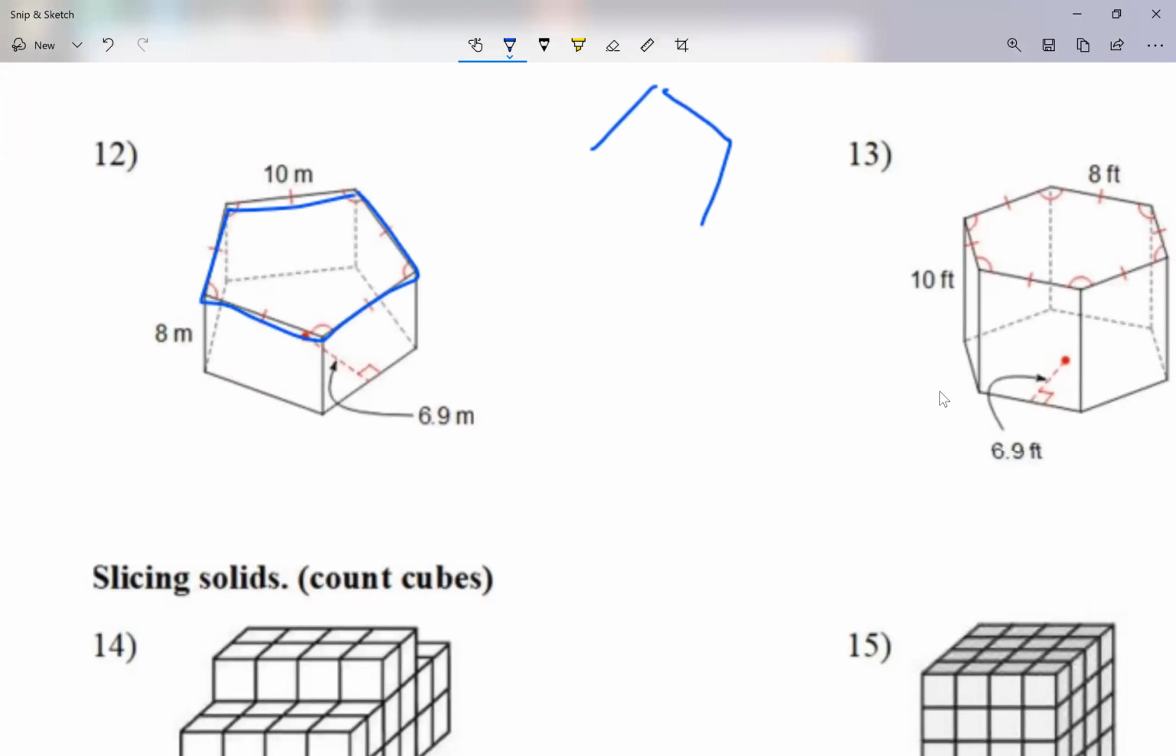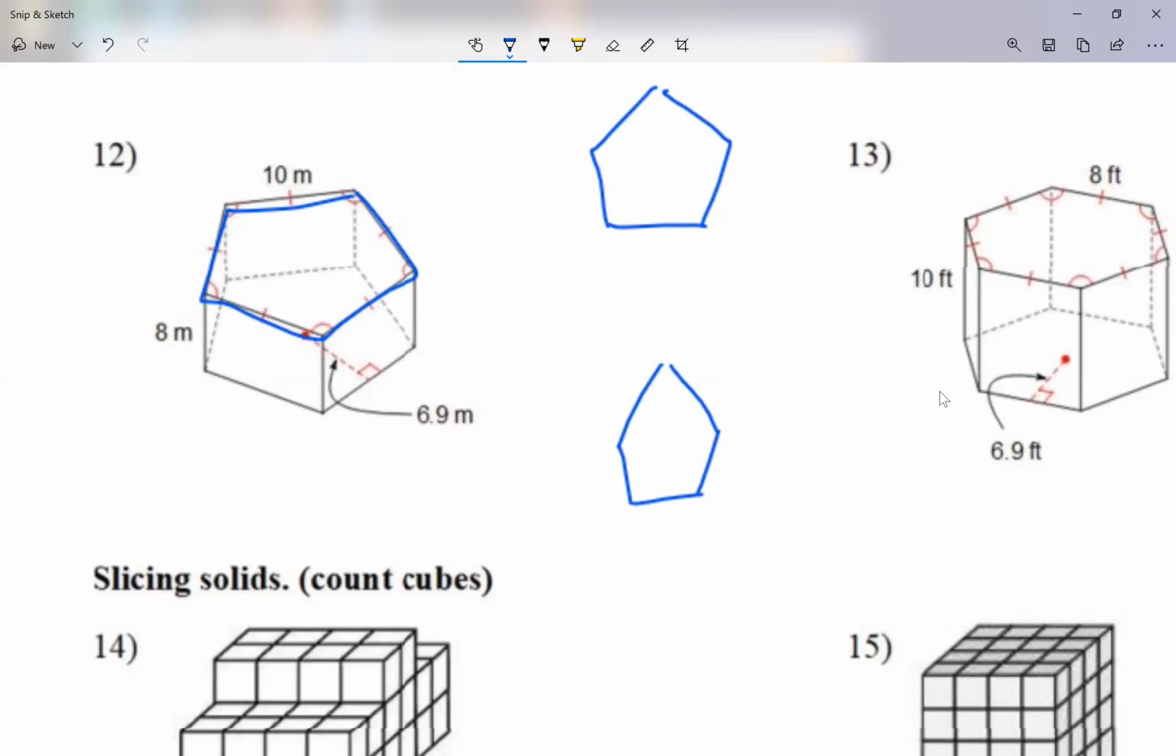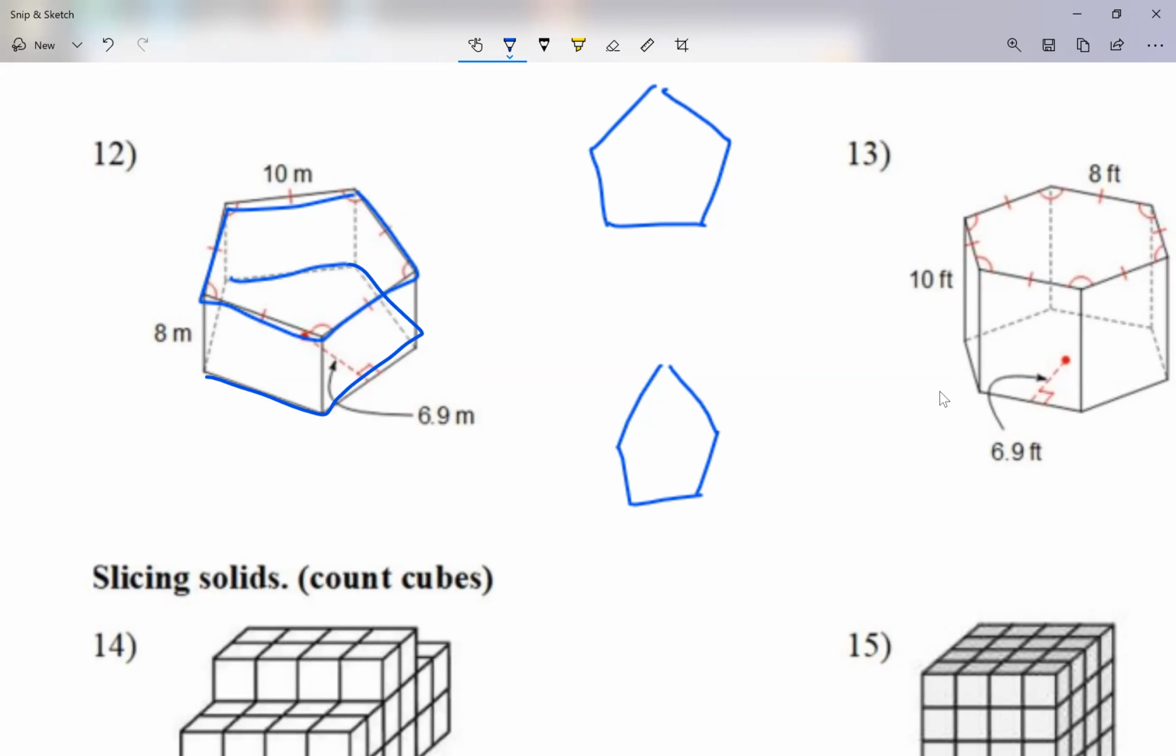Let me draw 2 figures with 5 sides. They don't have to be that perfect. I'm just going to draw 2 bases. You can see the other base at the bottom, right? All right, so there's 2 bases. Each figure has 5 sides.